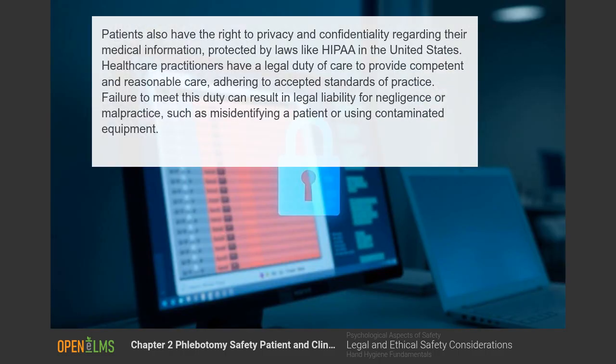Patients also have the right to privacy and confidentiality regarding their medical information, protected by laws like HIPAA in the United States. Healthcare practitioners have a legal duty of care to provide competent and reasonable care, adhering to accepted standards of practice. Failure to meet this duty can result in legal liability for negligence or malpractice.